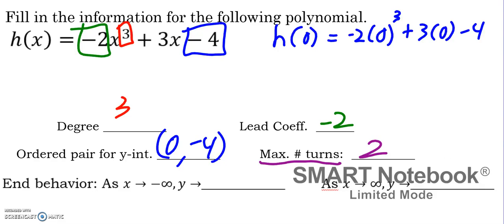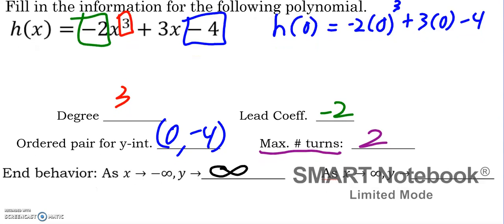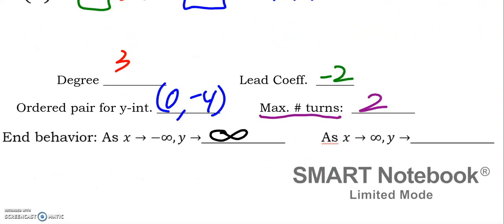Excellent. End behavior. How do we do that? Well, here we have to look at the degree and the leading coefficient. If the degree is odd and the leading coefficient is negative, then as x goes to negative infinity, y will also go, whoops, I messed that up. Y will go to positive infinity, sorry. So as x goes to negative infinity, y will go to positive infinity. And then as x goes to infinity, that is where y will go to negative infinity.